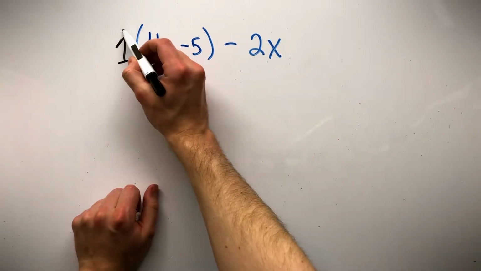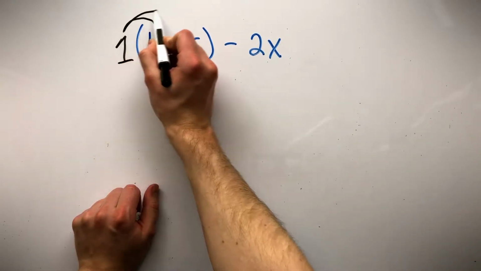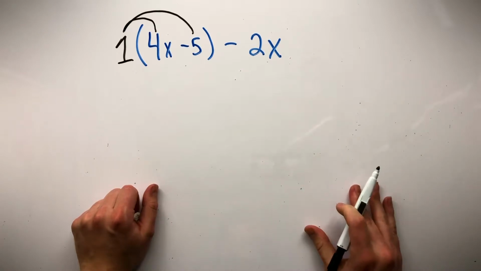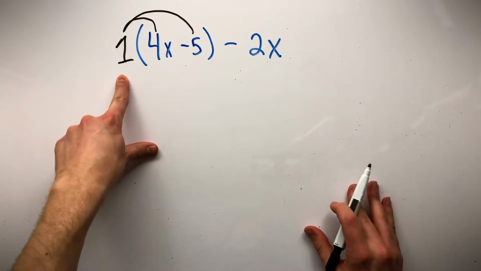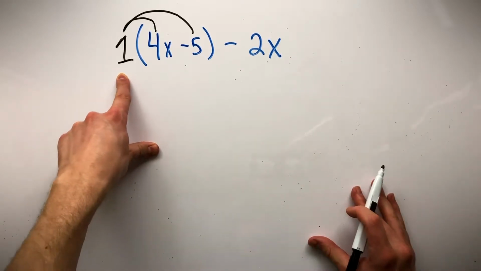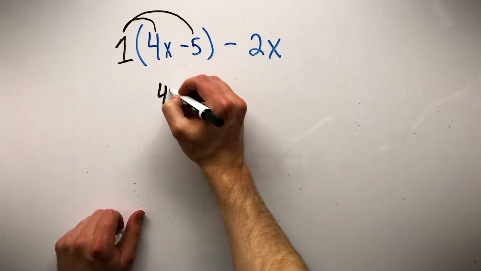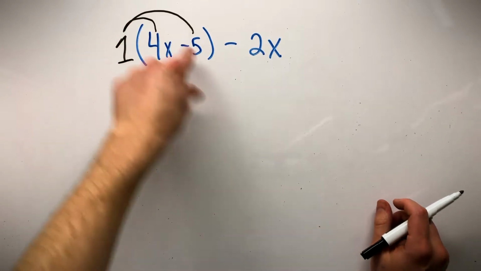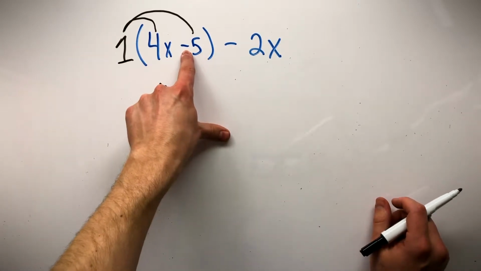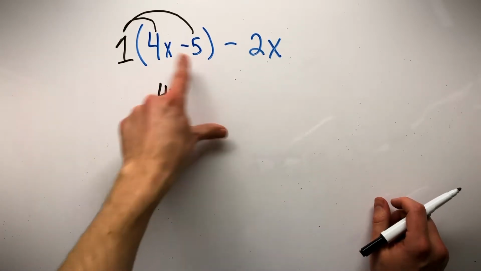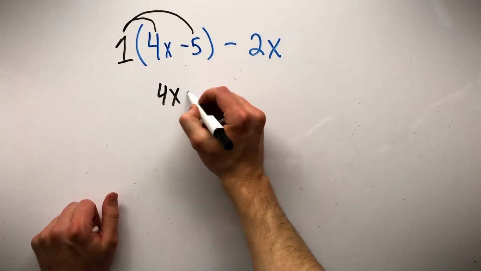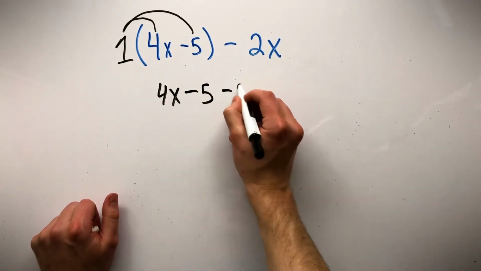And what can I do to break apart this parenthesis? Well, I can distribute the 1 onto each independent term inside the parenthesis. And when I do the distributive property, I'm actually multiplying. So let's go one by one. What is 1 times 4x? Just 4x. And now what's 1 times negative 5? Watch out for the pluses and minuses here. They are attached to the number. What's 1 times negative 5? Negative 5. And then I bring down the minus 2x.